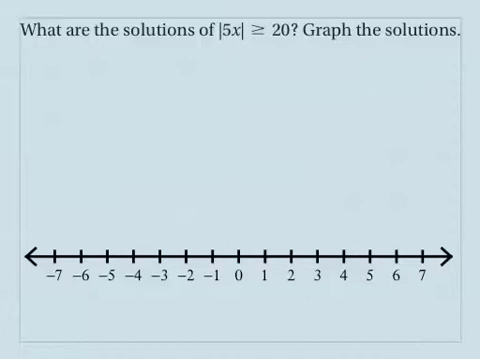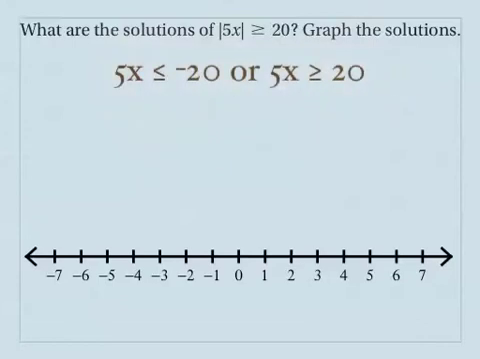Because our absolute value is already isolated, I'm ready to apply one of the rules. Of course, the absolute value is greater than or equal to a number, so I'm going to use the greater than or equal to rule. And I can say that 5x is going to be less than or equal to negative 20, or 5x is going to be greater than or equal to 20.